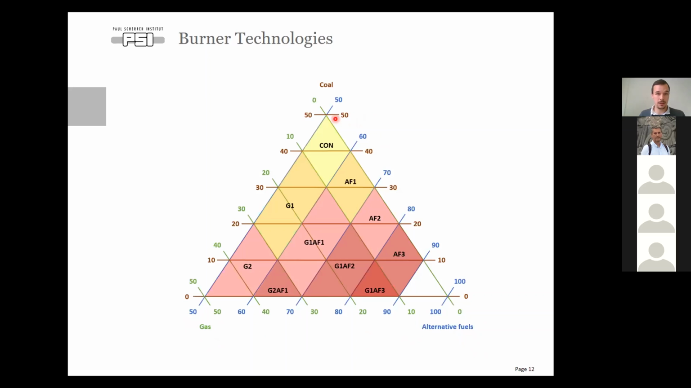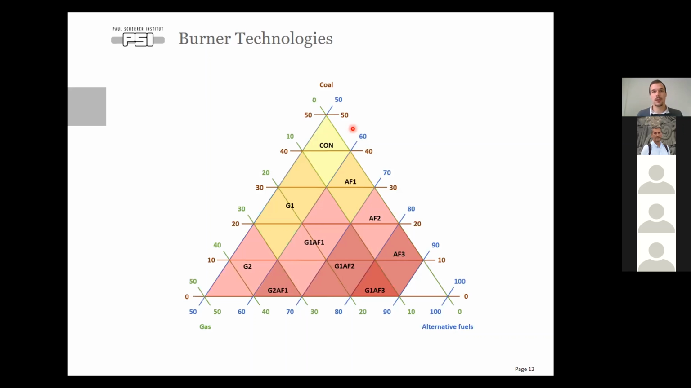In Switzerland, the conventional burners are located approximately here. They use a share of approximately 45% coal, and the rest is alternative fuels. Natural gas is only used to a very low share, mainly for startup purposes.